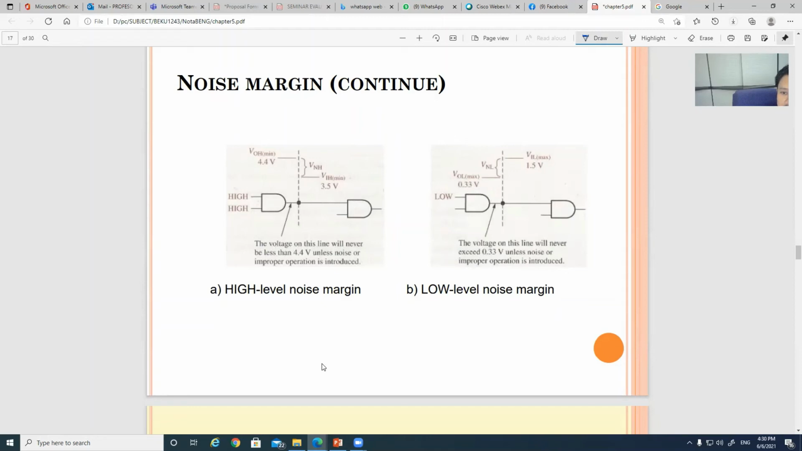So this is for output. Output high, we have 4.4. So this cannot drop until 3.5. If it is 3.5 it will be declared as low. That's why it is never less than 4.4, unless a noise or improper operation is introduced. And the voltage on this line never exceeds 0.33 unless a noise or improper operation is introduced.